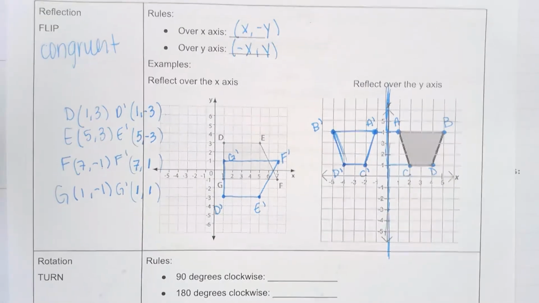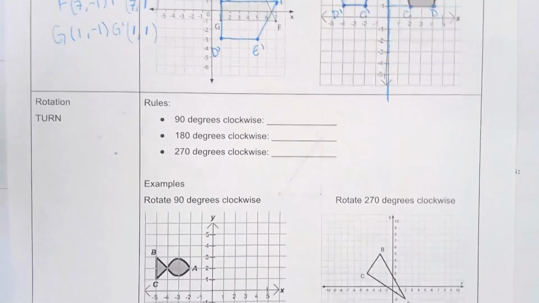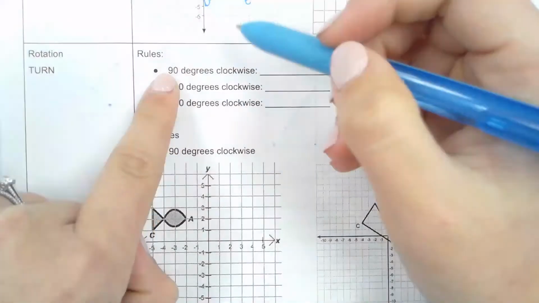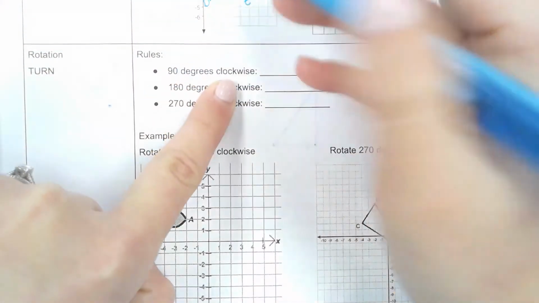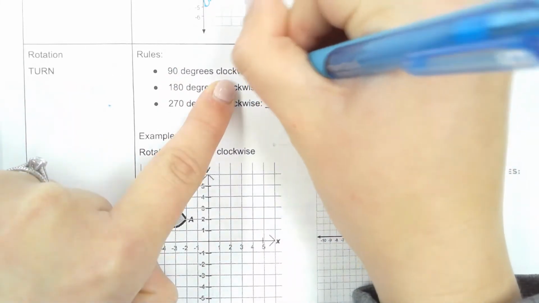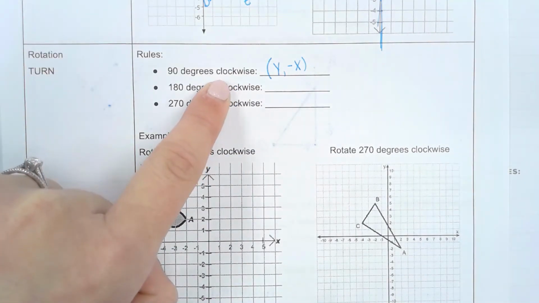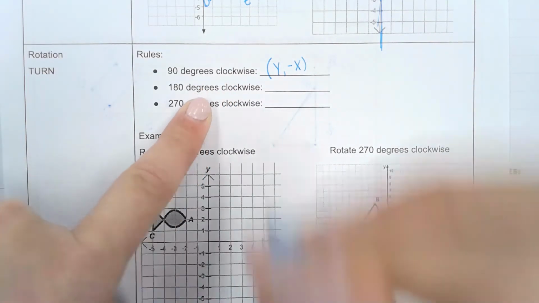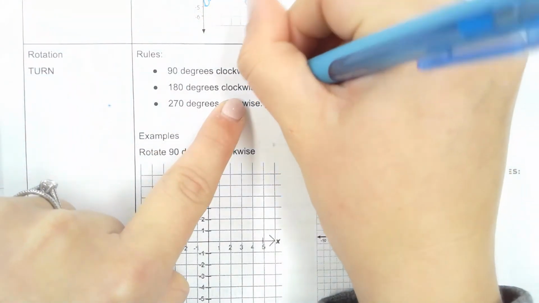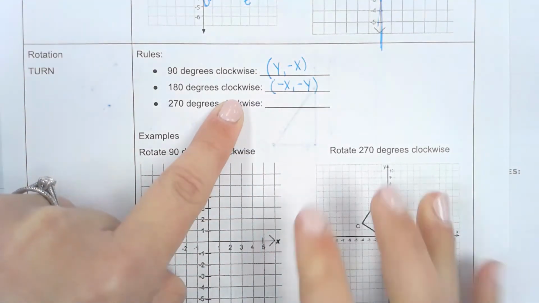Alrighty, and the last one that we talked about here is a rotation. So rotation, you're just turning. So the rule is when you are going 90 degrees clockwise, you are multiplying x times -1, and then you are flip-flopping your coordinates. So it's going to be y comma -x. For a 180 degree rotation, it doesn't matter if it's clockwise or counterclockwise. You just multiply both of your values times -1, and you don't flip-flop.